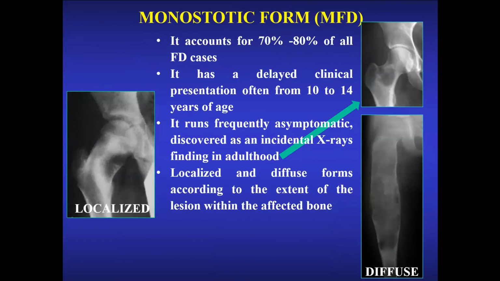Monostotic form accounts for 70–80% of all FD cases. It usually has a delayed clinical presentation. It runs frequently asymptomatic, and it includes localized and diffuse forms according to the extent of the lesion within the affected bone.